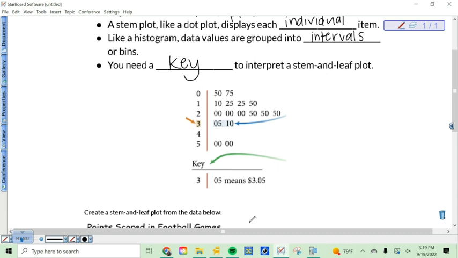So let's start there. What is the smallest amount of money that someone had in their pocket? 05? That's it, 50 cents. Yeah, you were looking at the right place. Exactly. So our minimum was 50 cents.